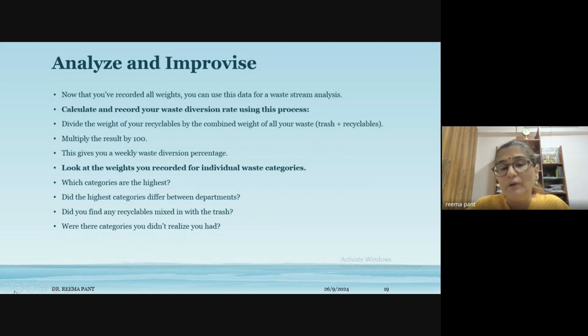What are we going to do with all this? After we've collected everything, there is this little thing that I have given here. This just tells you how much weekly waste you are generating.